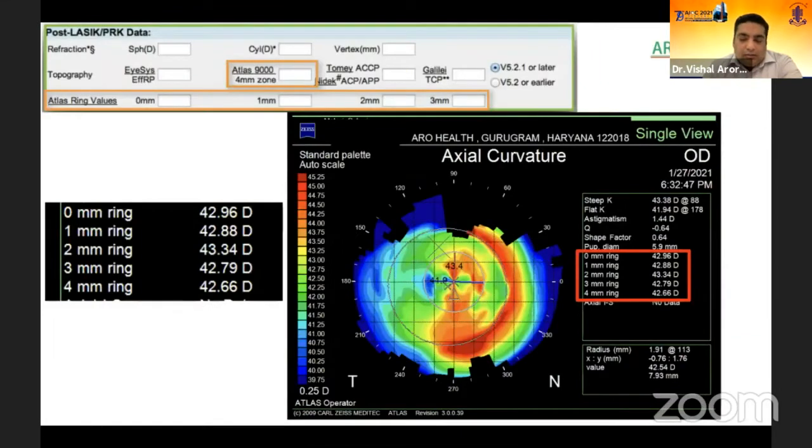If you have the latest Atlas 9000, it will make your things really easy because there are multiple values that you can put in. Either you're using a RK calculator or a hyperopic calculator or a post-LASIK calculator, you can use the ring values at 1 mm, 2 mm, 3 mm, 4 mm. All Atlas have this. You just have to press F2 when you are at the axial map. After pressing F2, you go to the data and select the rings. It can give you values till 8 millimeters. So the most commonly used value is from the 4 millimeter ring, which is the central zone.